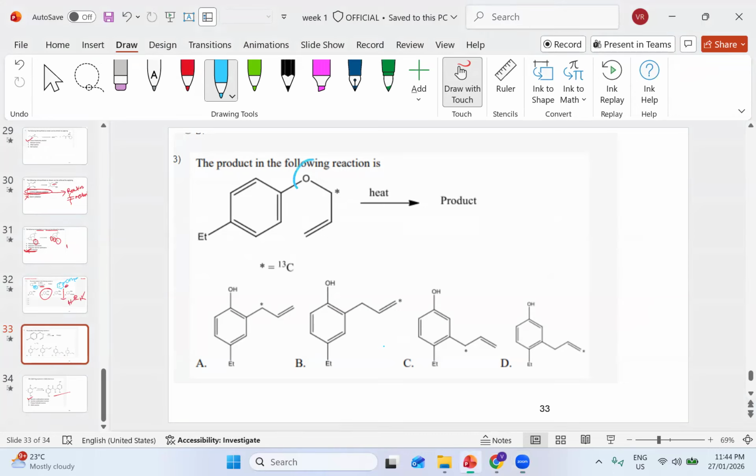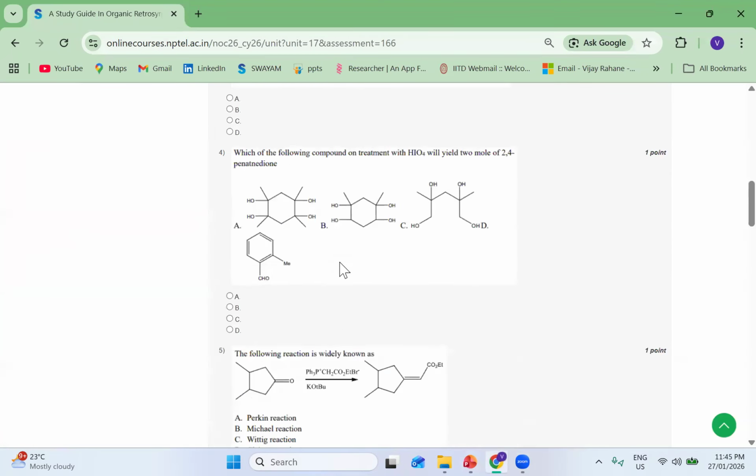So how this will go: this bond goes here, this bond goes here, and this bond goes here. So the double bond forms, and in addition there will be the hydroxy group, right? So option B is the correct option here. This is basically a 3,3 sigmatropic rearrangement reaction. I think almost all questions from the assignments are very similar.